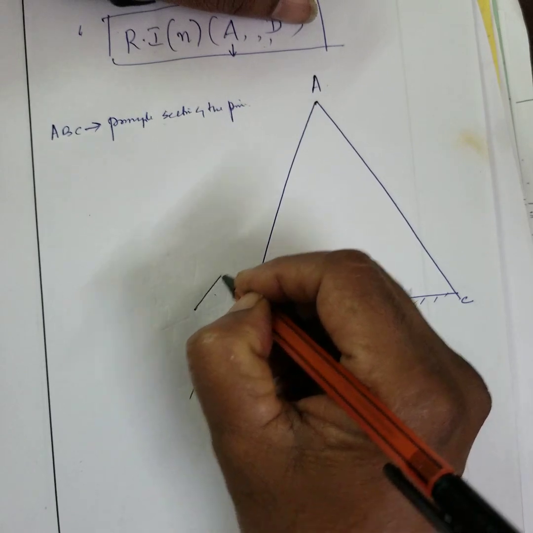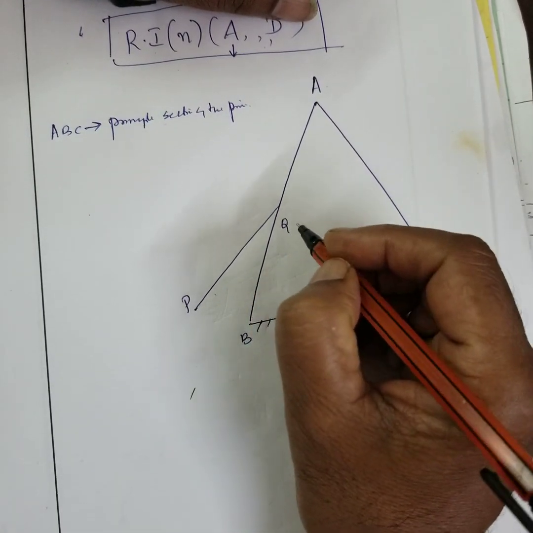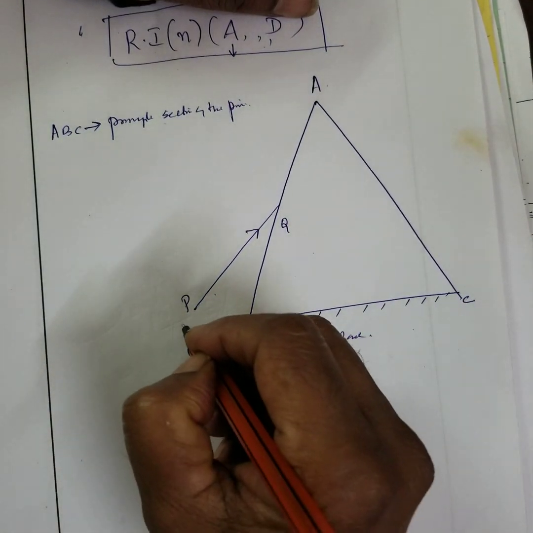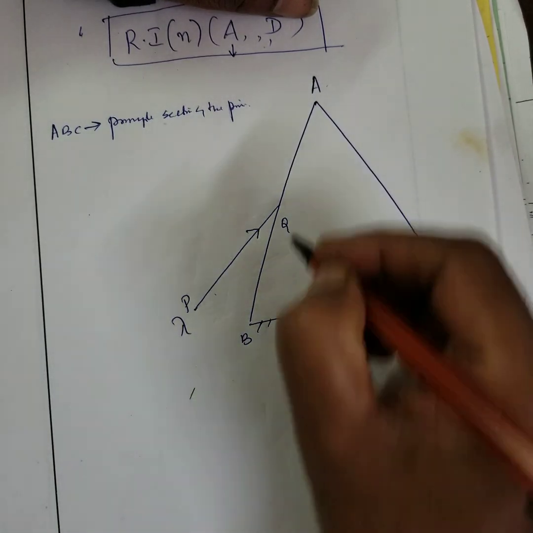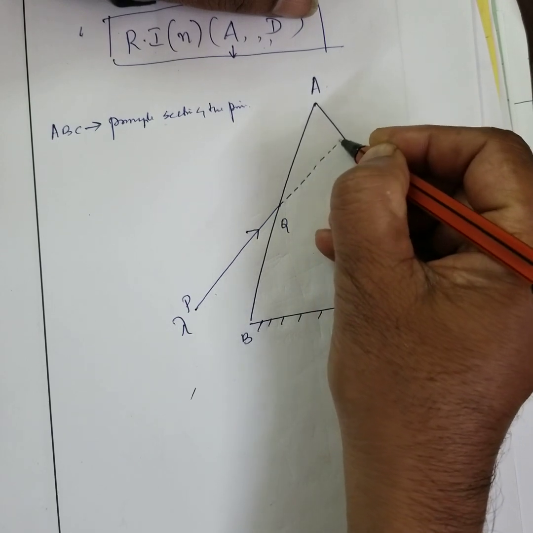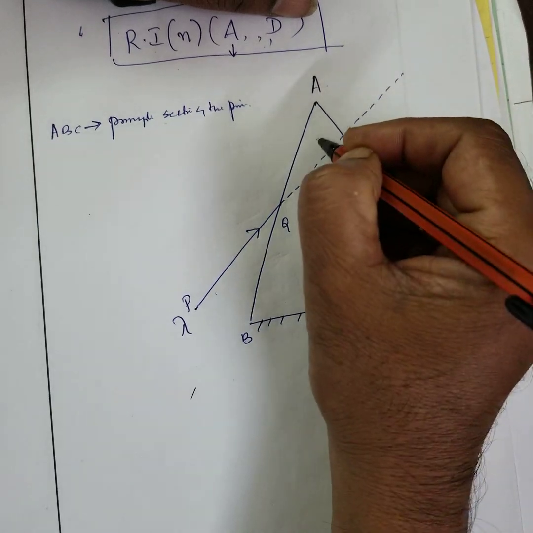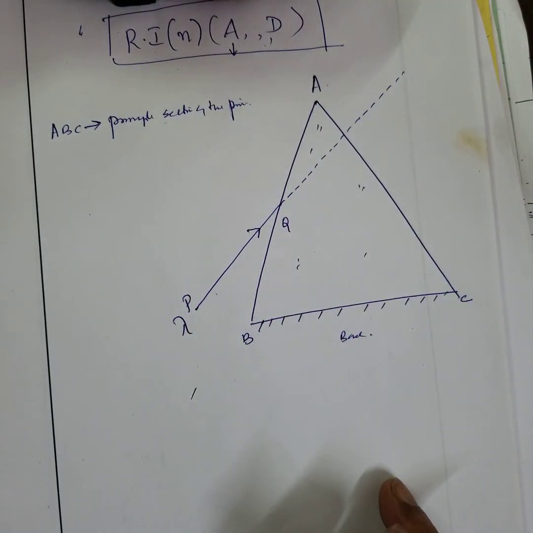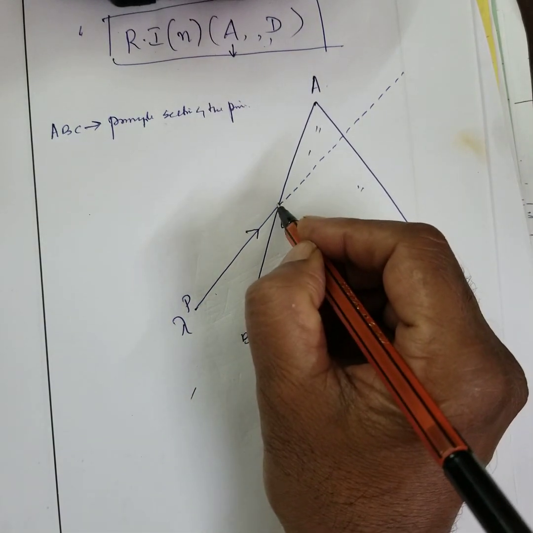Let PQ be the incident ray. Take monochromatic light. This is a monochromatic light. PQ is the incident ray. This is the direction of the incident ray. If the prism were not there, it would have gone straight. Understood? Q is the point of incidence.